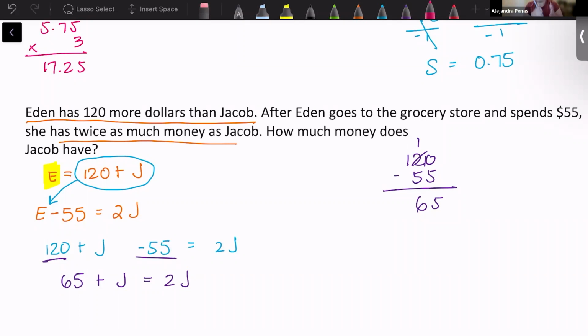Since that J is currently positive, to move it to the right-hand side, we'll do the opposite, which is subtracting. So that means that Jacob, so 2 minus 1 is just going to be 1. So Jacob has a total of $65.